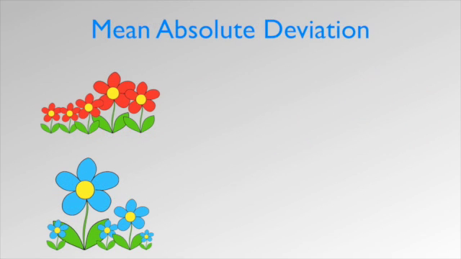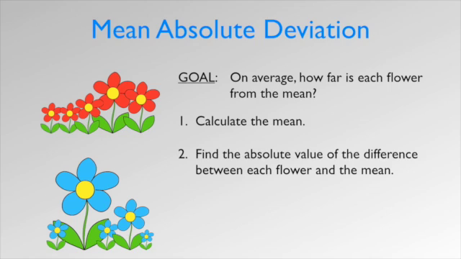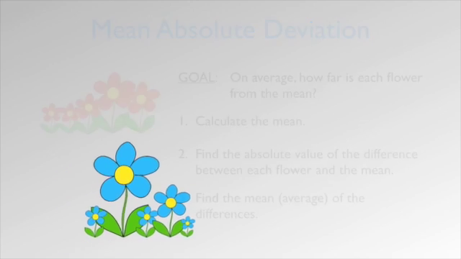Alright, so to recap, when we're finding the mean absolute deviation, again, that tells us on average how far is each flower from the mean. For the red, it was 0.88. To do that, we'll calculate our mean, find the absolute value of the difference between each flower and the mean, and then finally average those differences.